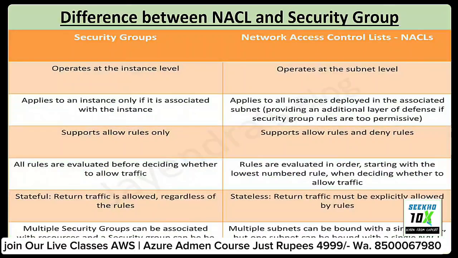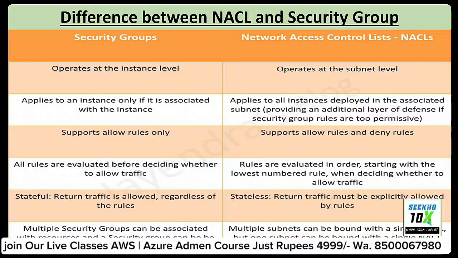Okay, let us see the difference between a security group and a NACL, the network access control list. A security group operates at the instance level, and a network access control list operates at the subnet level. A security group applies to an instance only if it is associated with that instance, whereas a NACL applies to all instances deployed in the associated subnet. So any instance in the subnet is covered, not only a particular instance.